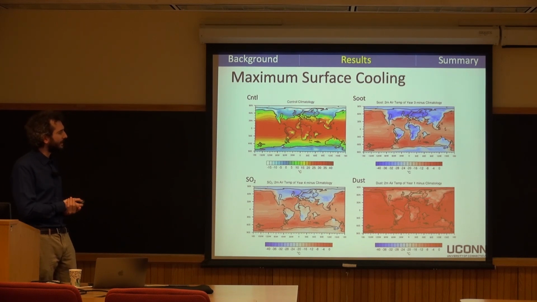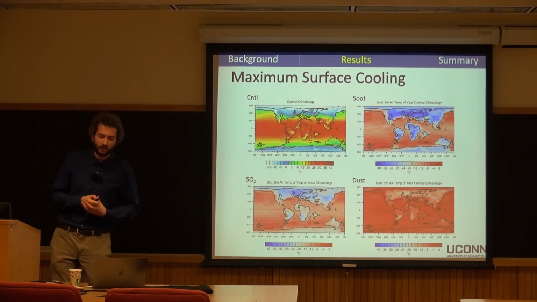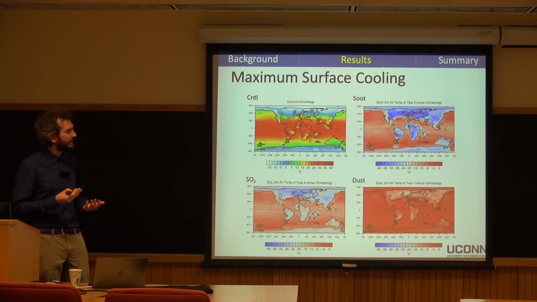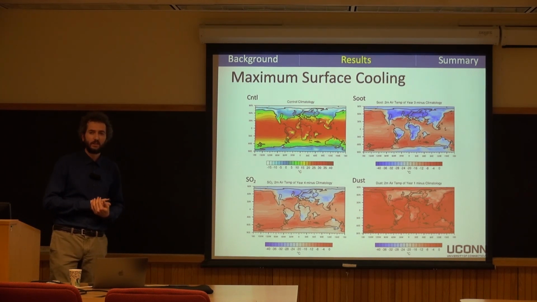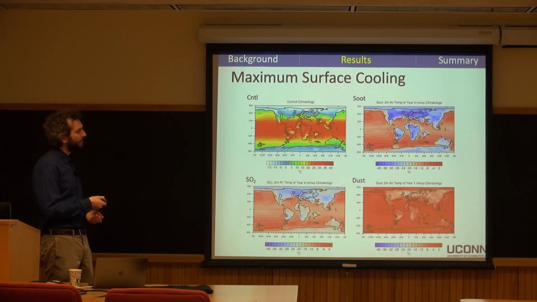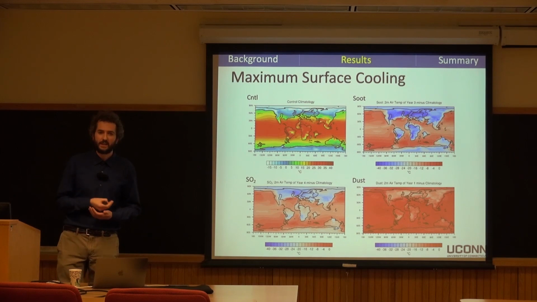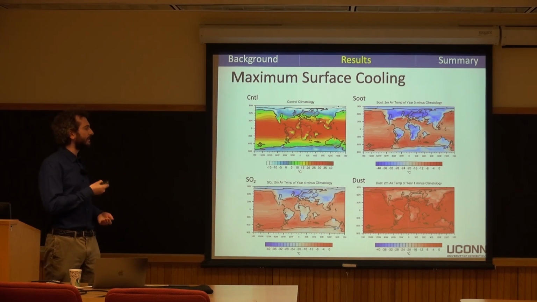A few things to point out here: obviously the land is cooling a lot more than the oceans, as you might expect. You also tend to get quite a bit of cooling in these shallow sea locations. This is because you're going from a sea ice free area to one that's completely covered with sea ice within a few years. So you no longer have that air-sea interaction, and you get quite a bit of cooling there too.